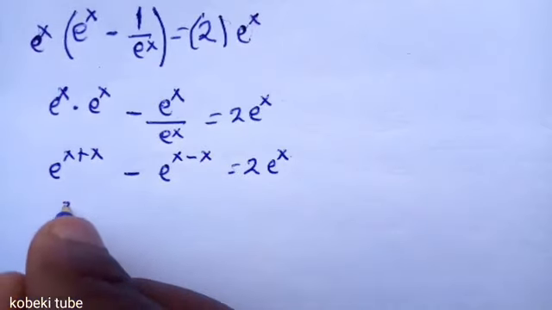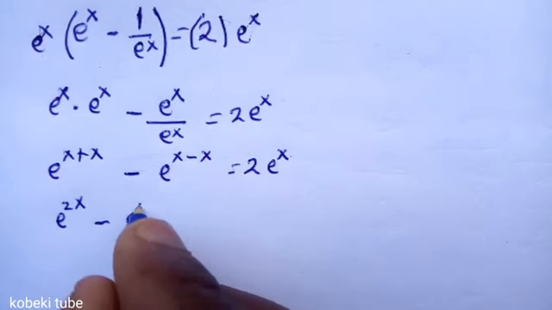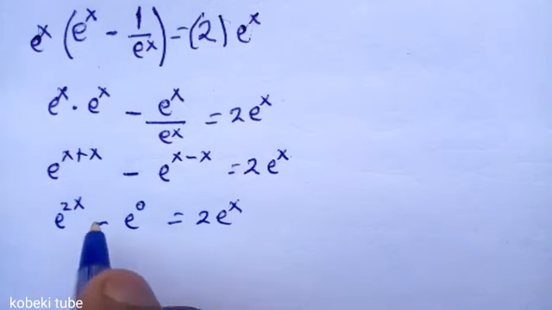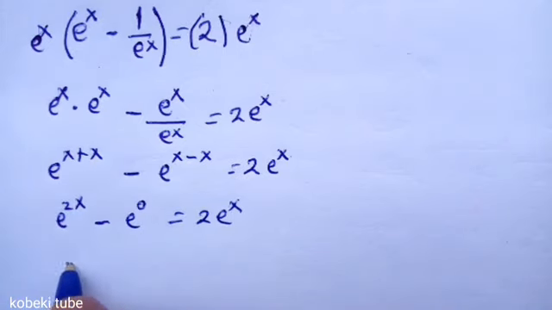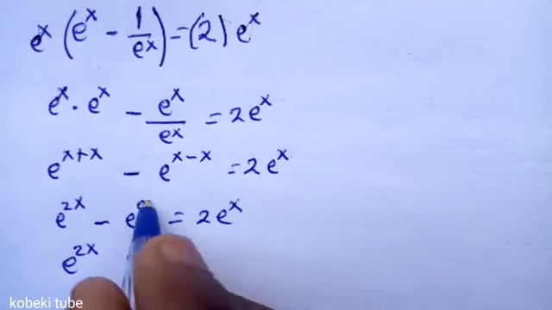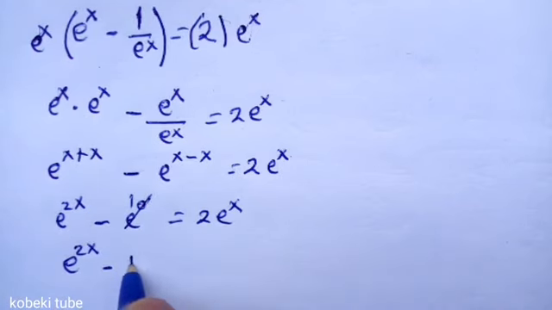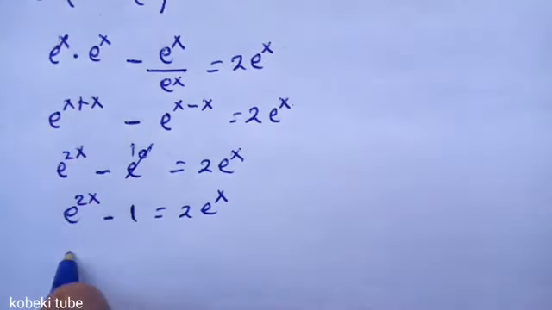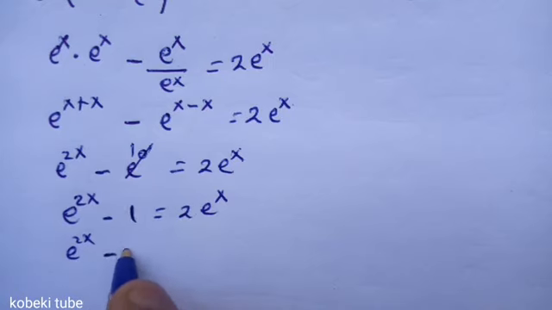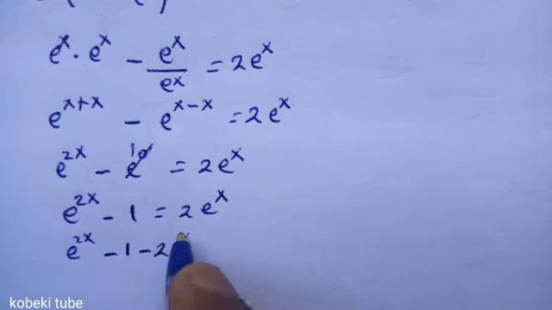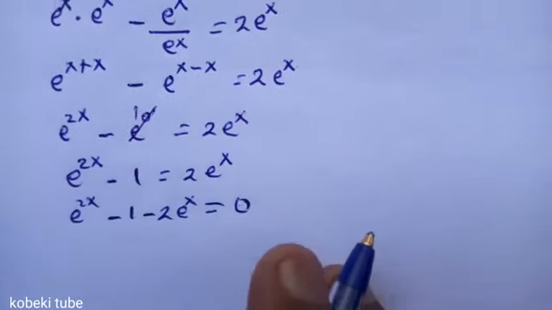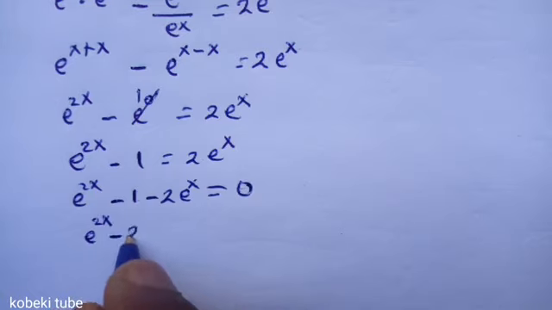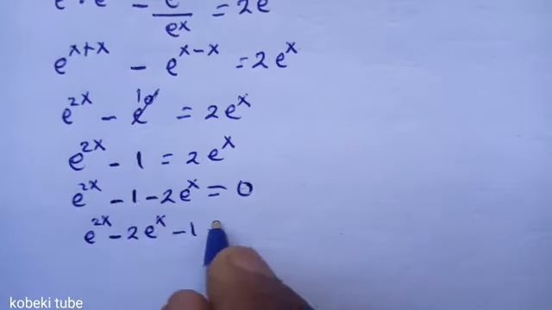Then this becomes e to the power of 2x minus e to the power of 0 equals 2e to the power of x. Then e to the power of 2x minus, this is 1, equals 2e to the power of x. Then e to the power of 2x minus 1 minus 2e to the power of x equals 0. Then e to the power of 2x minus 2e to the power of x minus 1 equals 0.